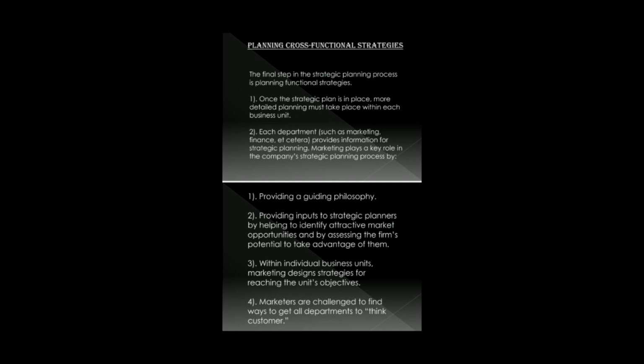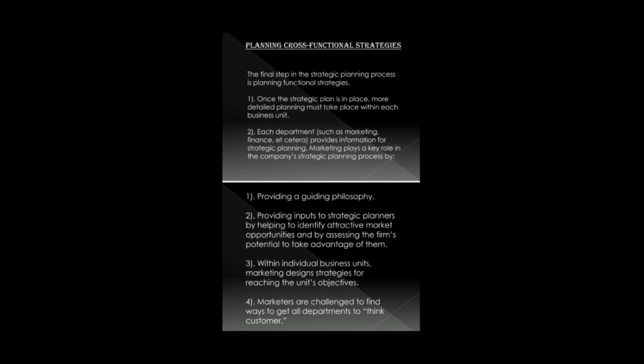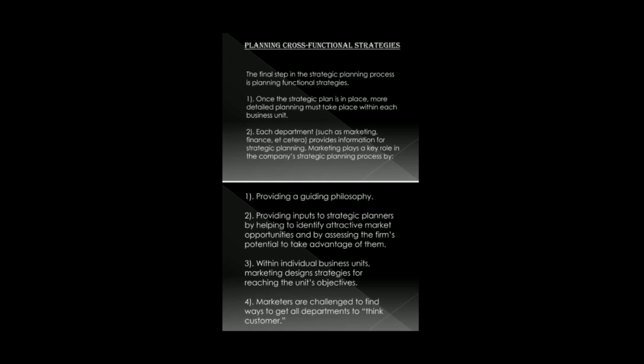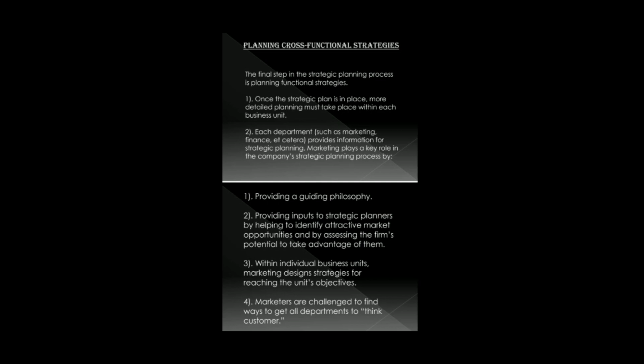Planning cross-functional strategy. The final step in the strategic planning process is planning functional strategy. Number 1. Once the strategic planning is in place, more detailed planning must take place within each business unit. Number 2. Each department provides information for strategic planning.